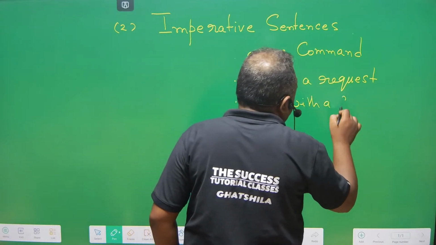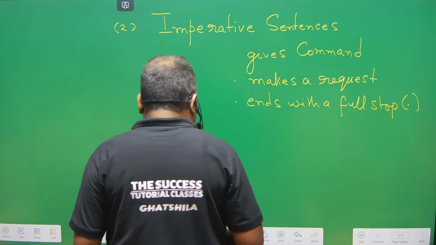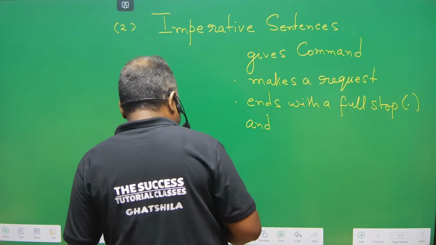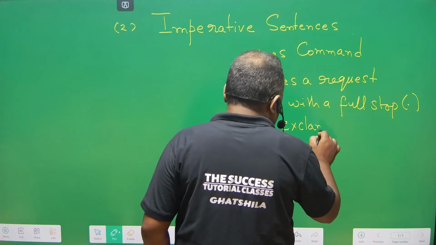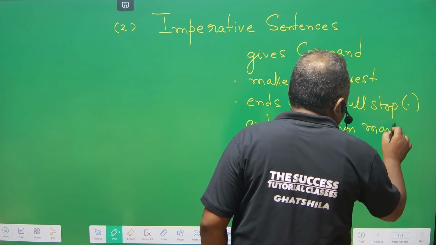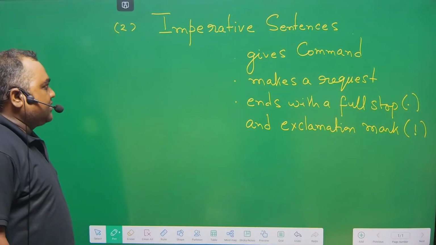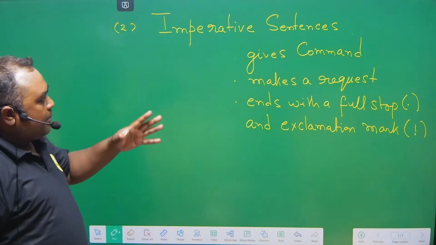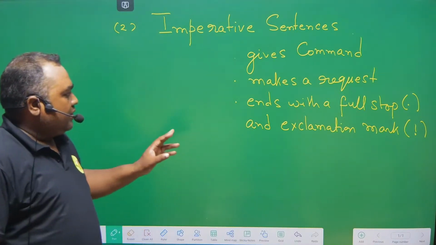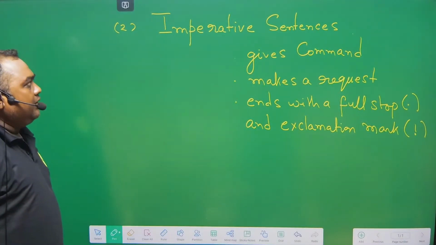ends with a full stop and exclamation mark. So these are the points about imperative sentences. With the help of imperative sentence, we give command or we can make request. Imperative sentences end with a full stop and exclamation marks. Means we can use full stop or exclamation mark at the end of the imperative sentences.